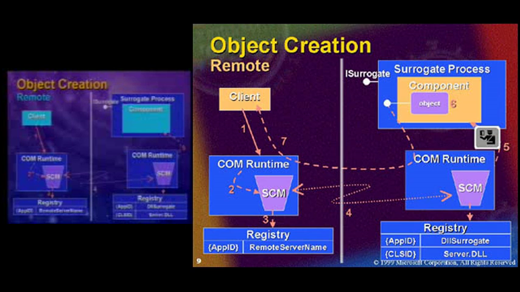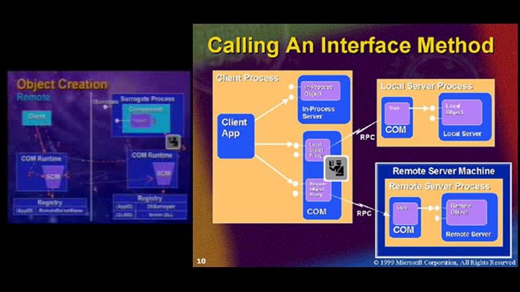So after we found that information, we're going to load the surrogate process, load the component, assuming that you have the correct launch permissions. At that point, we go through the work to create the object and again return an interface pointer back to the client.